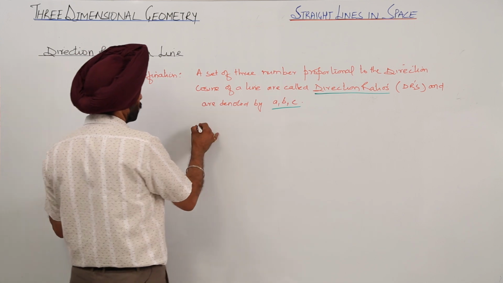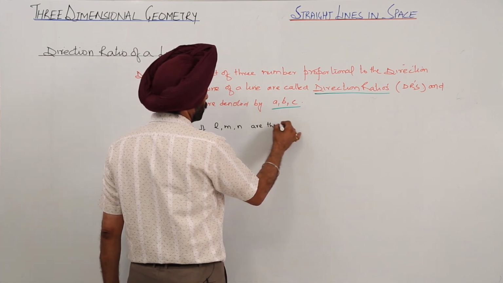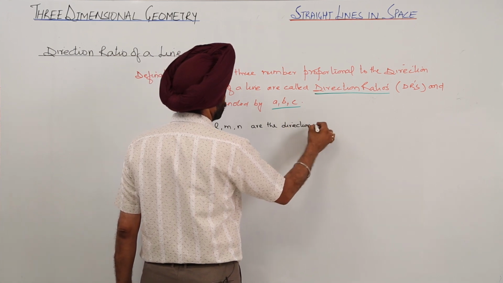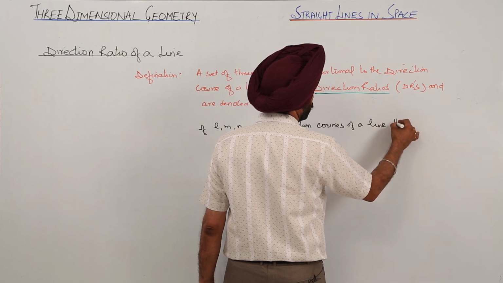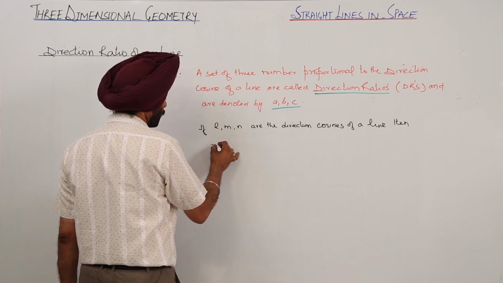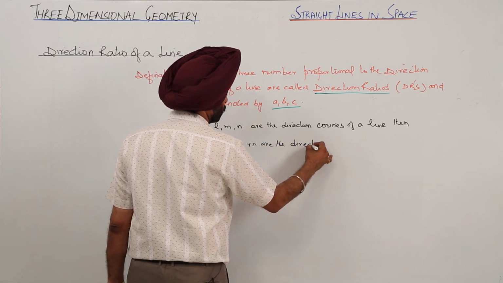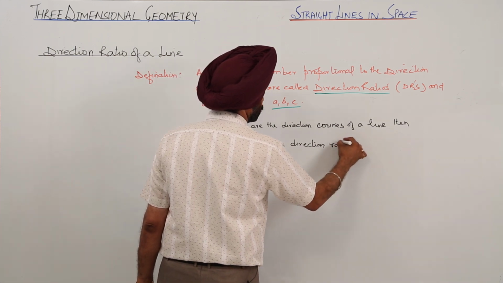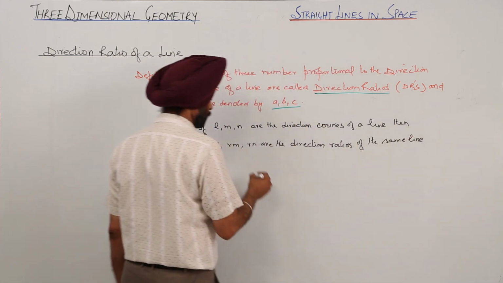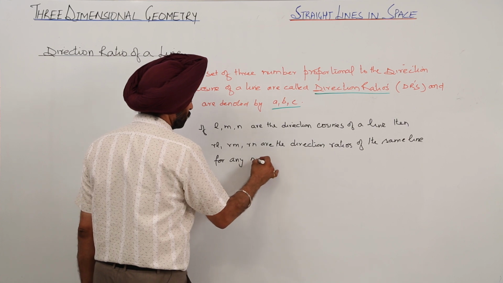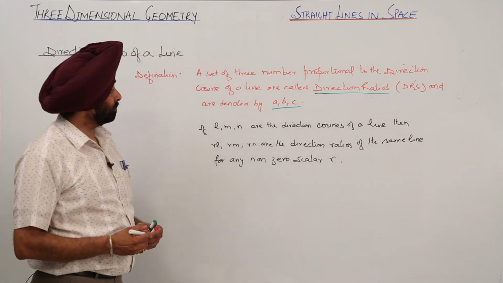Now if L, M, N are the direction cosines of a line, then rL, rM, rN are the direction ratios of the same line, for any non-zero scalar r. Now what have we written, what are the direction ratios?